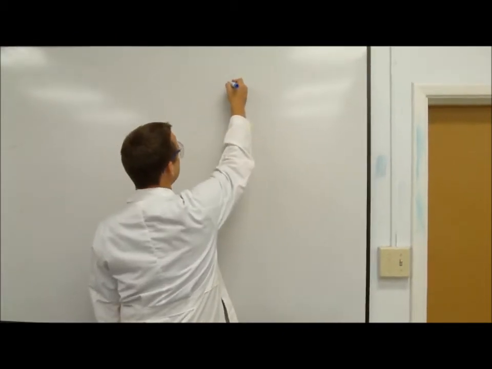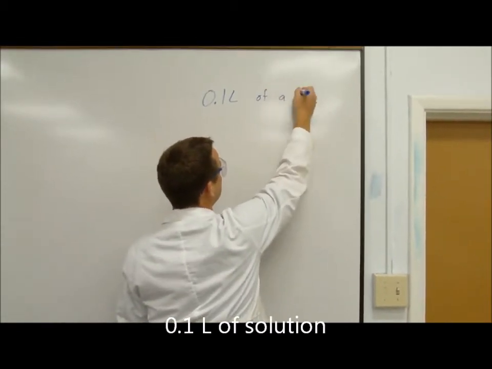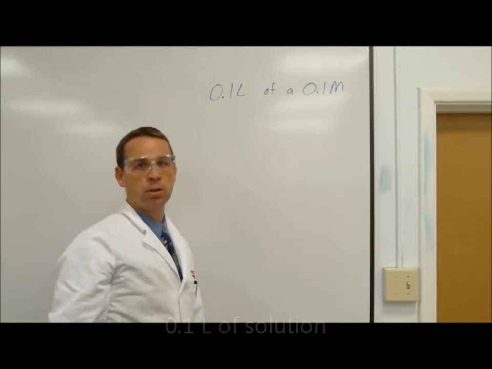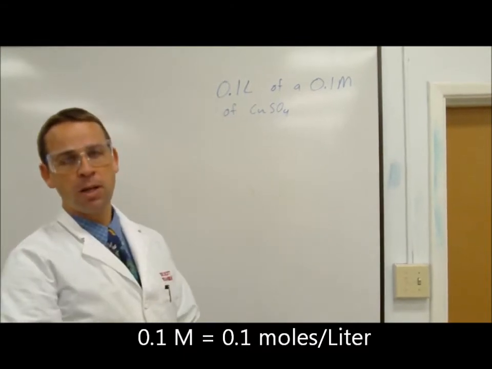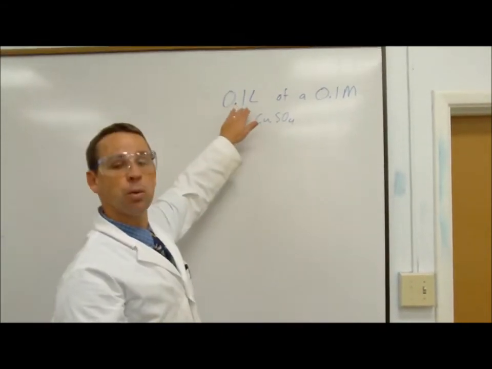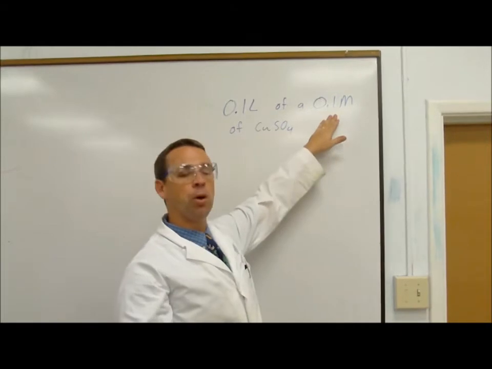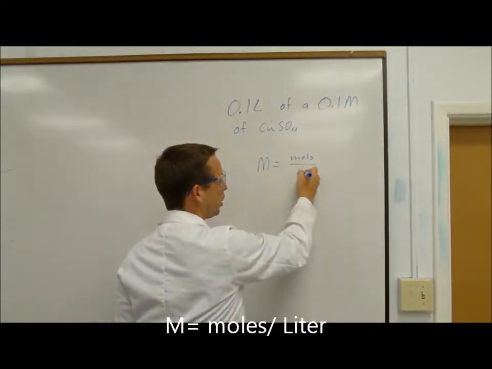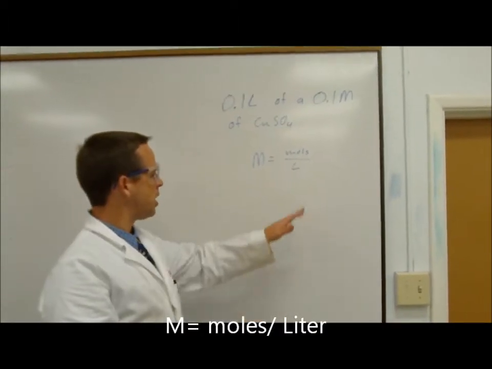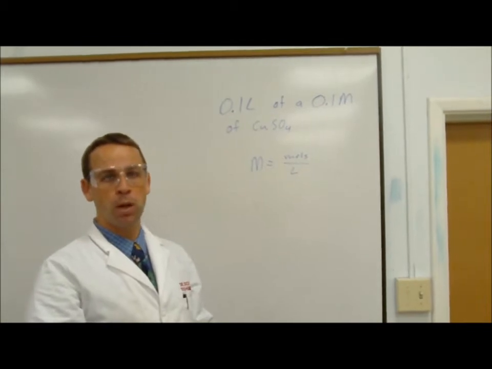So, first example. If I want to have 0.1 liters of a 0.1 molar solution of copper sulfate. All right, so I'd like to make up 100 milliliters, which is 0.1 liters, of 0.1 molar solution of copper sulfate. 0.1 molar means, again, moles per liter, correct? So I need to know how much 1 mole weighs, and I only want 0.1 moles per liter. That's what 0.1 molar means.